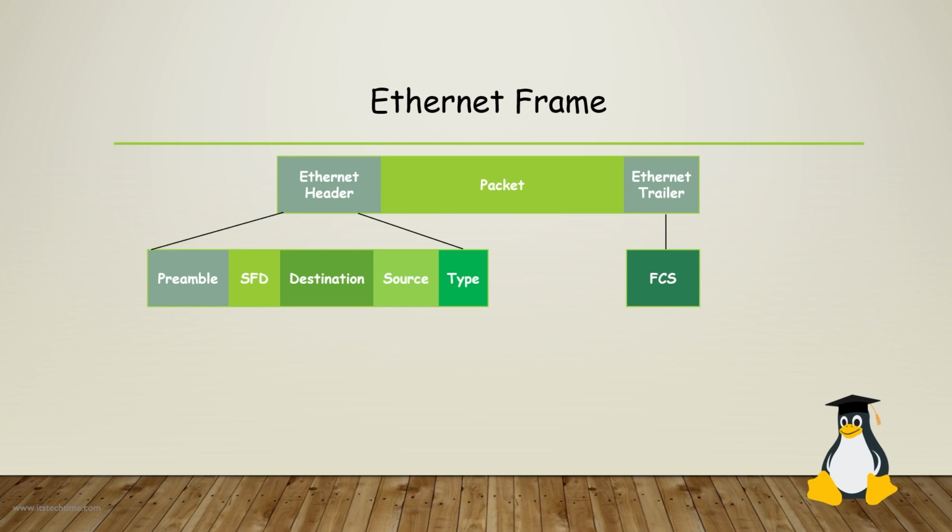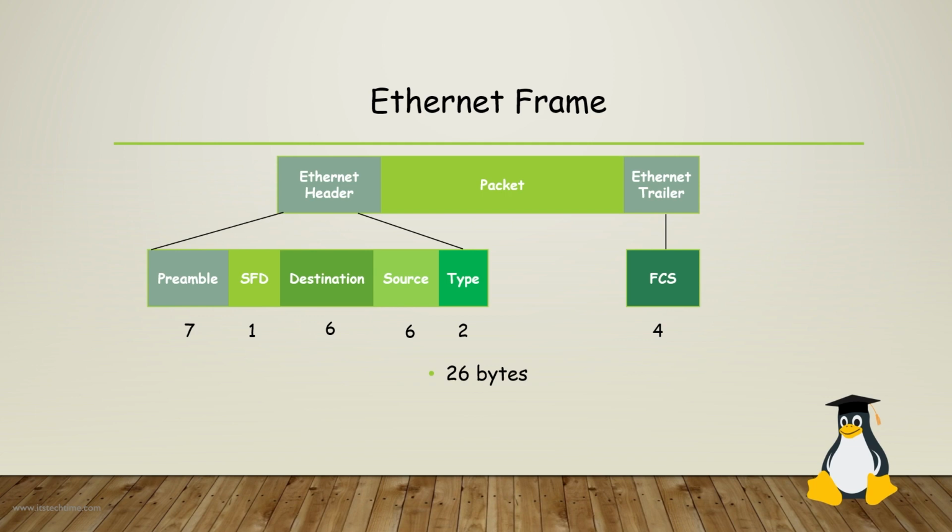So now that we've covered all the fields in the Ethernet header and the Ethernet trailer, let's go back over what sizes they are. We have the preamble, which is 7 bytes. We have the start frame delimiter, which is 1 byte. We have the destination field, which is 6 bytes. We have the source field, which is also 6 bytes. We have the type or length field, which is 2 bytes. And we have the FCS, which is 4 bytes. This gives us the total size of the Ethernet frame, which is 26 bytes.